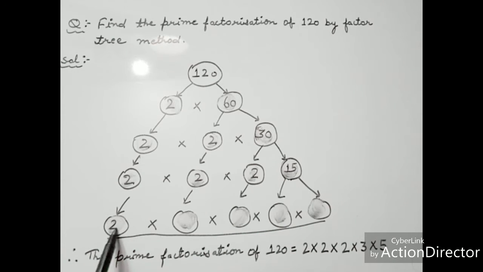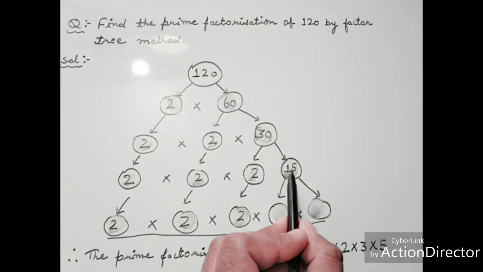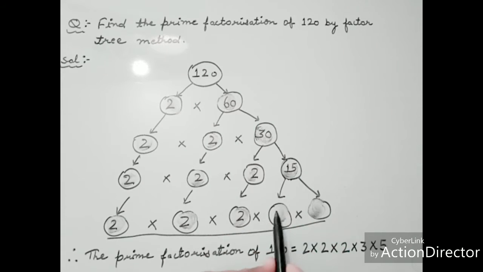Then again we write 2 as it is here, then 2 as it is here, then 2 as it is here. Then we divide this 15 by 3, and 3 5s are 15. Now there is no other factor of this 5, so we write these numbers as factors like 2 multiply by 2 multiply by 2 multiply by 3 and multiply by 5.